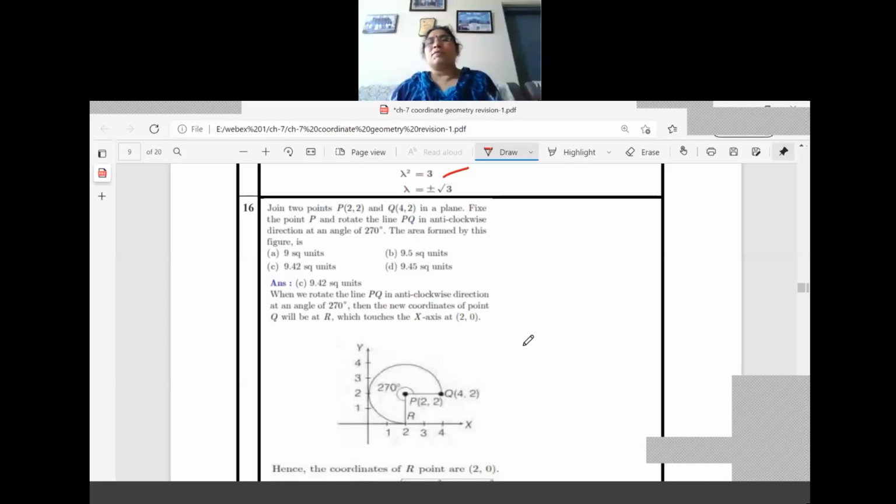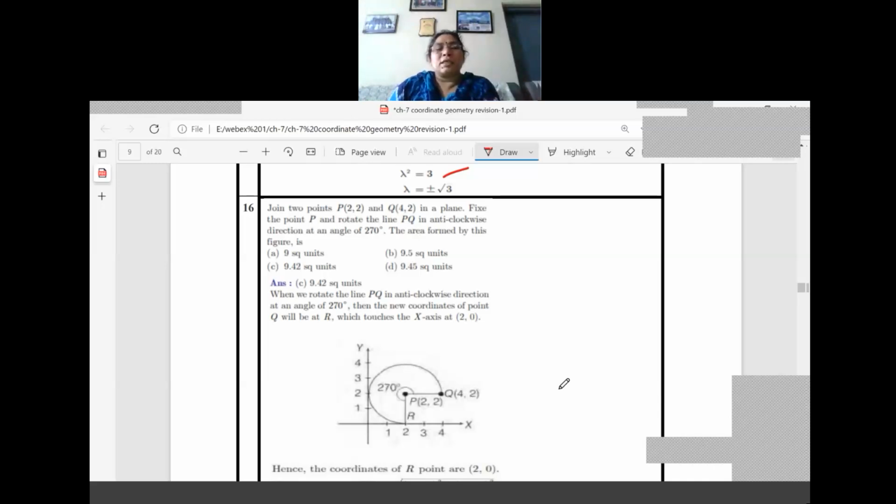See that one, it's a different question we have seen. So when we rotate the line PQ, and the angle we have to rotate it is 270, the direction is anti-clockwise. Then Q will be in the position of R, so it touches the x-axis. So it will be equal to 2 comma 0. The diagram is already given. Without the diagram it's difficult. Only a little bit of the diagram is given.